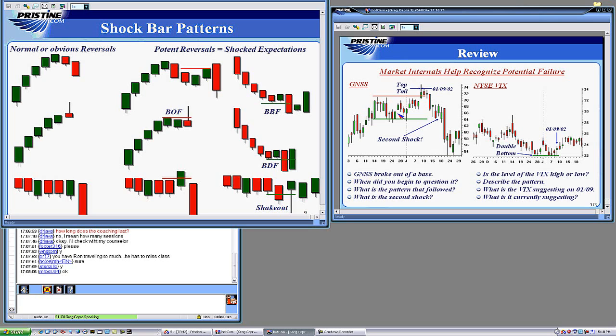So based on the pattern, we had really no reason to not take this trade.